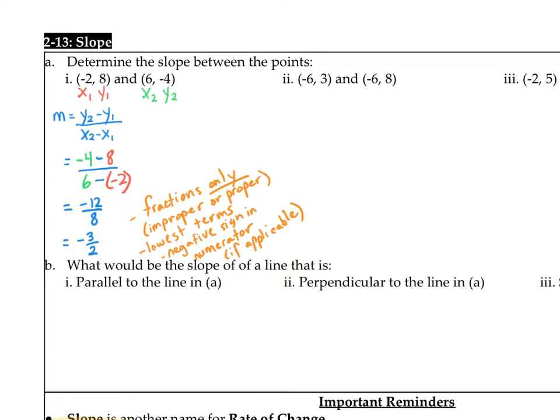Now, if you wanted to see what this looked like, you could always sketch a graph. And negative 2, 8 would be around here. And 6, negative 4 would be around here. And that's what your line would look like. And you can see it is a negative slope.